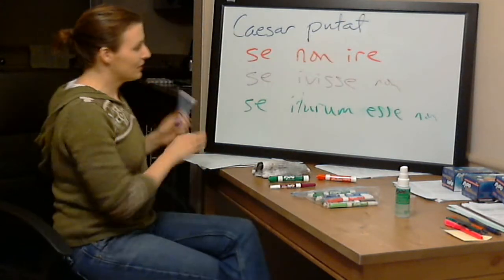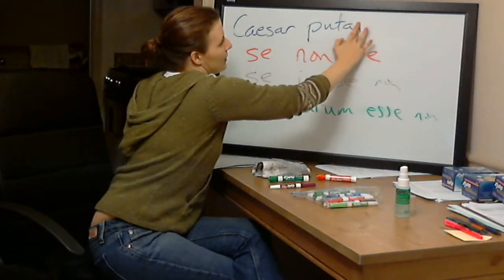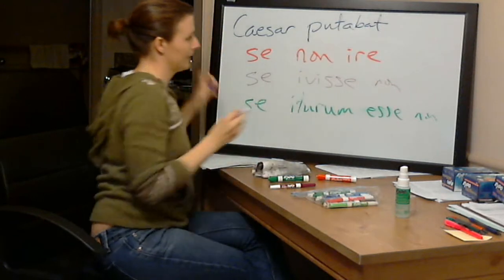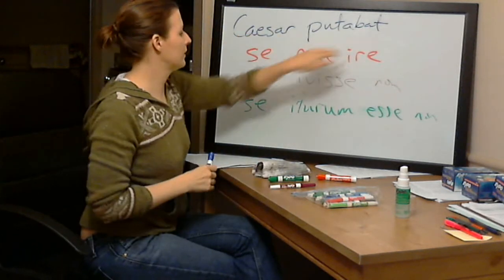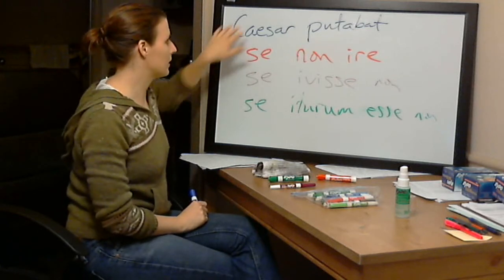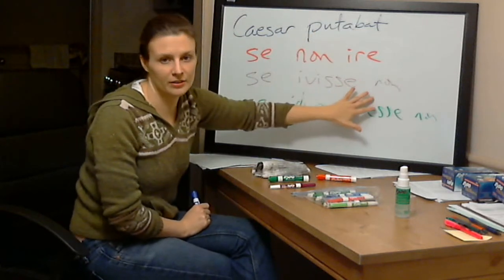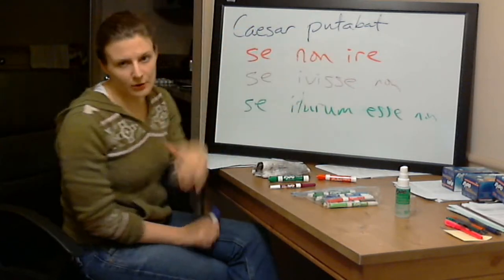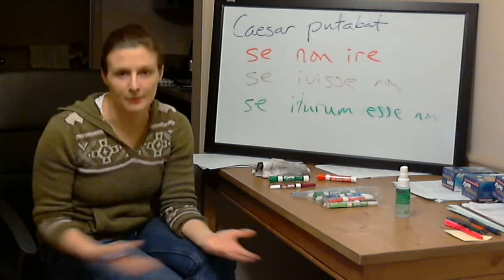Again, if we are in present tense, everything gets to stay normal. The moment we switch this to something like putabat, then this has to become Caesar was thinking that he was not going to the Senate today. Caesar was thinking that he had not gone to the Senate today, but then he realized it was all a dream. Caesar was thinking that he would not go to the Senate today, but then his wife annoyed him and he fled.